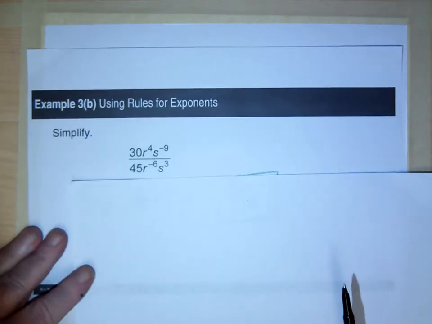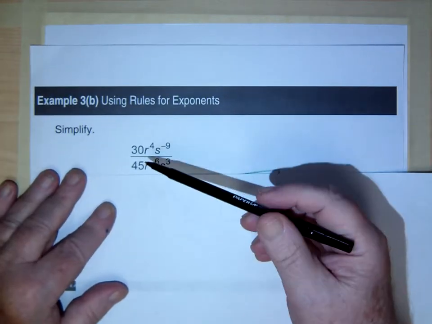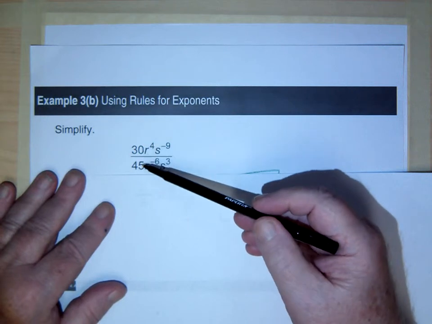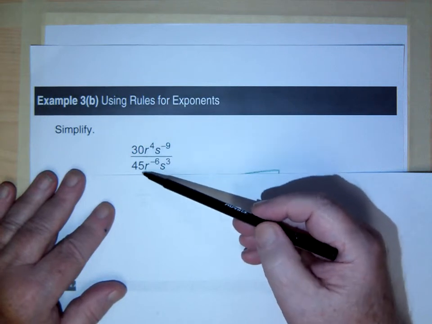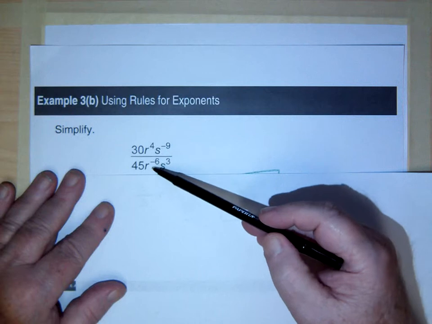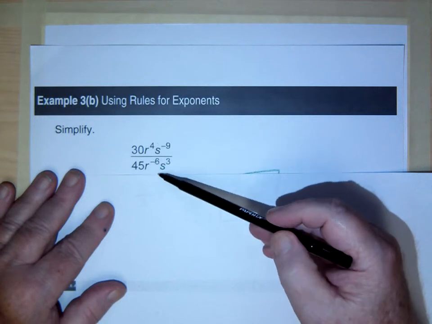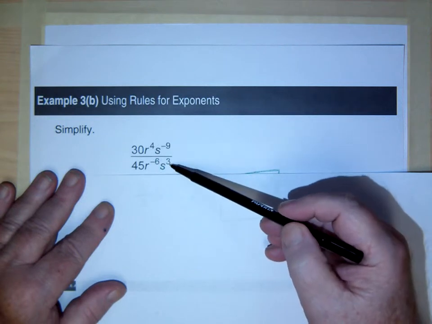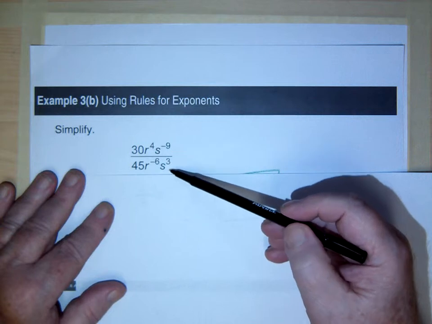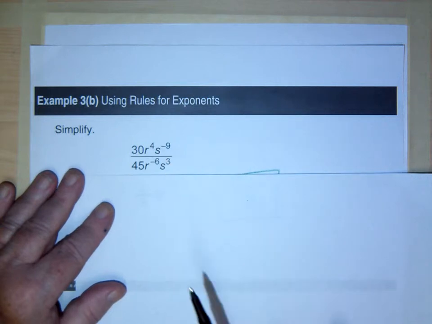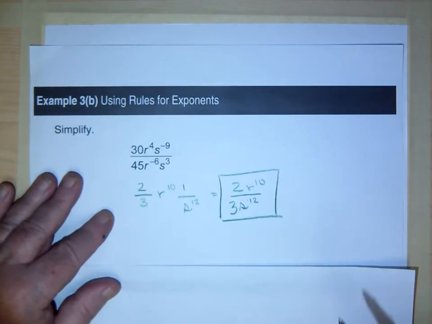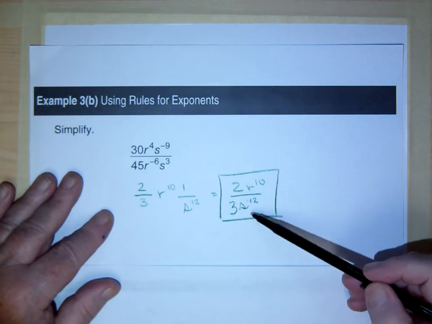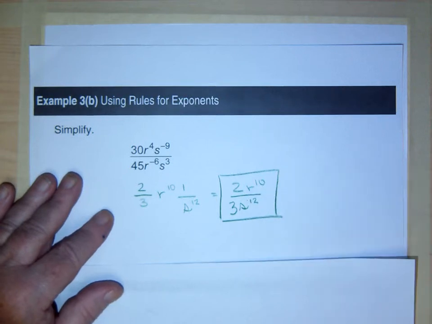A similar kind of thing is going on with this example. There's a factor of 15 in each of these. Take 15 into that twice, 15 into this twice. This is going to be r to the minus 10, and here we're going to get s to the negative 12. So it's an answer of 2r to the 10th over 3s to the 12.